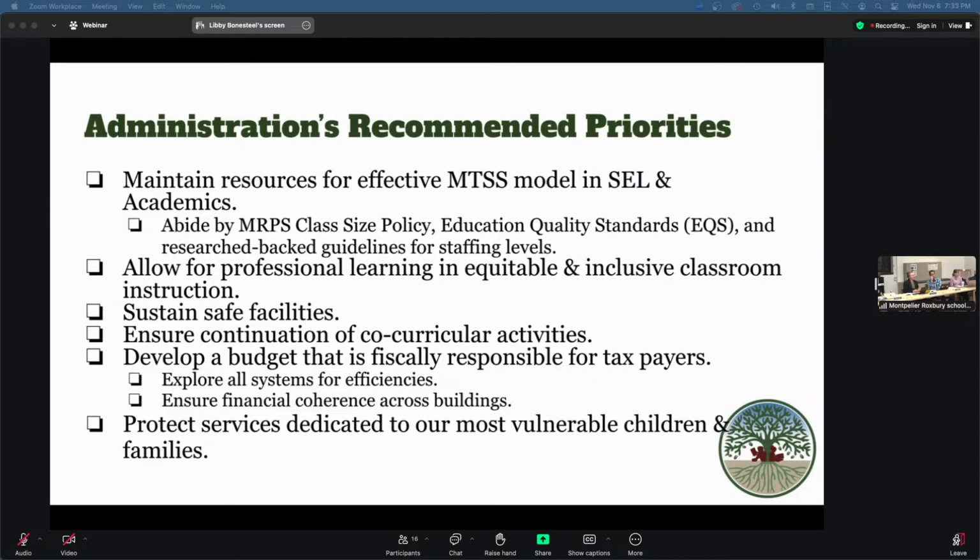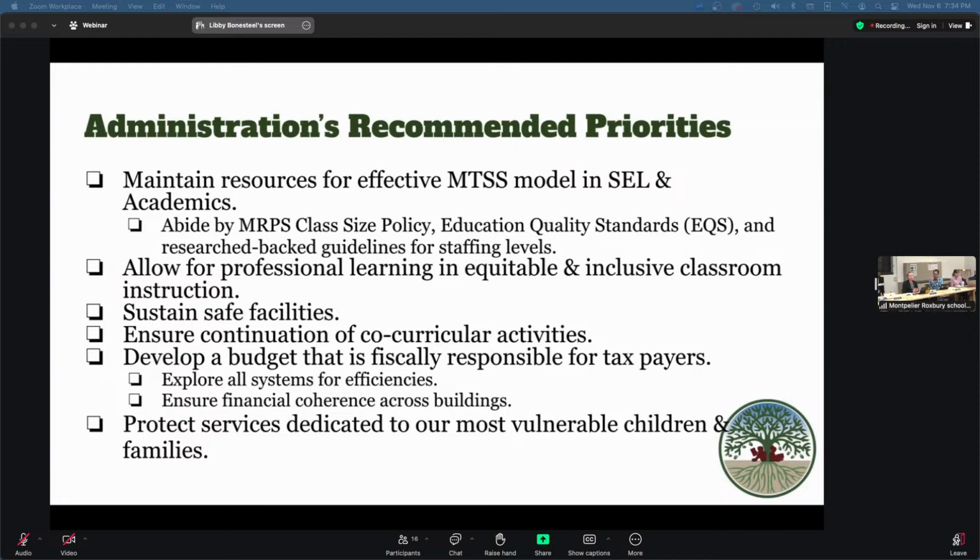We need to sustain safe facilities. We just had a good conversation in the finance committee meeting around just this, around our facilities and how we fund needed improvements. We know that it is a community value to ensure the continuation of co-curricular activities for our students, anywhere from athletics to drama and music to after-school enrichment opportunities for kids. We know that's a commitment this district has made, and it is also one that our community values highly.